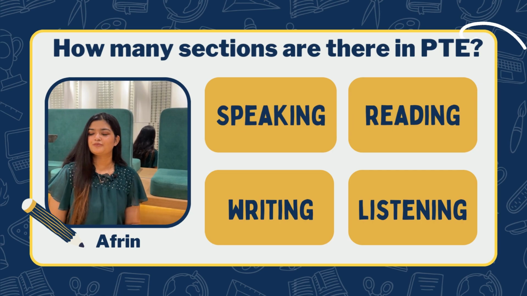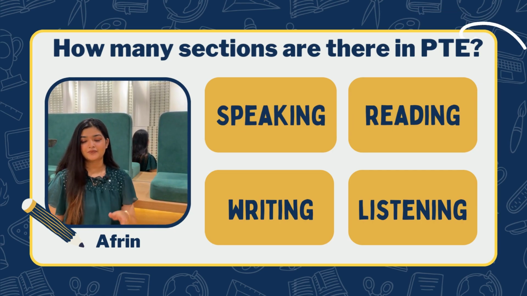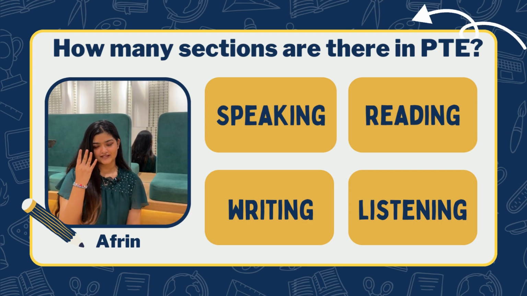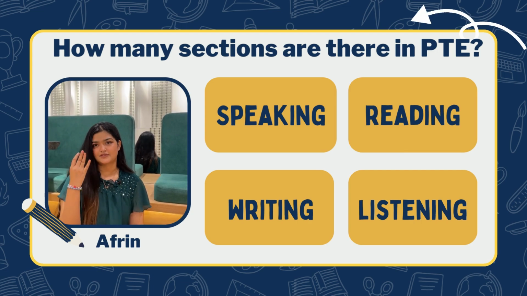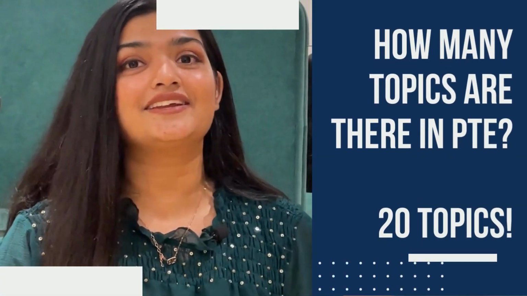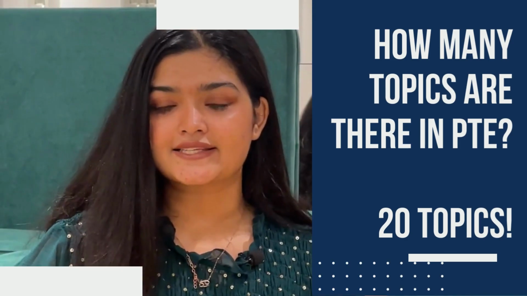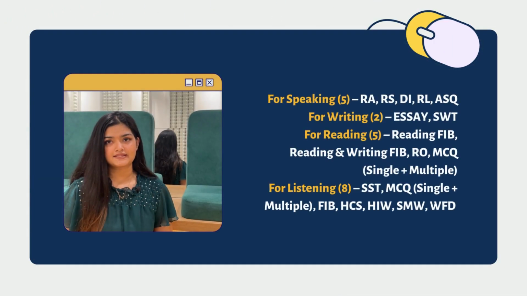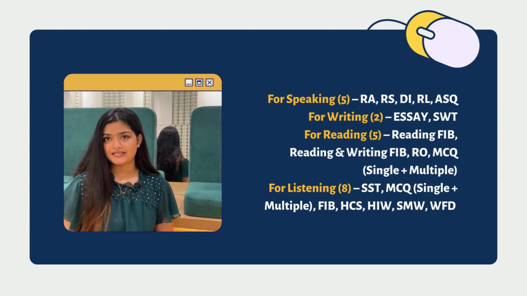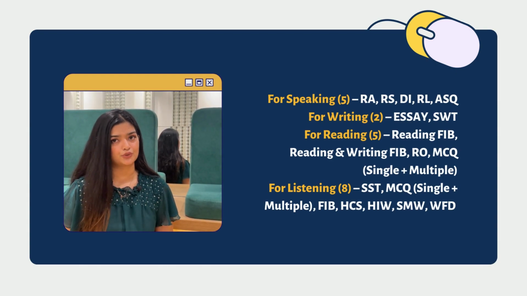Then we are going to be moving on to the next question, which is how many sections are there in PT? In PT, there are exactly 4 sections. There is speaking, listening, writing, and reading. Moving on to the third question: how many topics are we going to be covering in PT? There are exactly 20 topics in PT. The first topic from the speaking section is read aloud. There is repeat sentence, describe image, retell lecture, and answer short question.